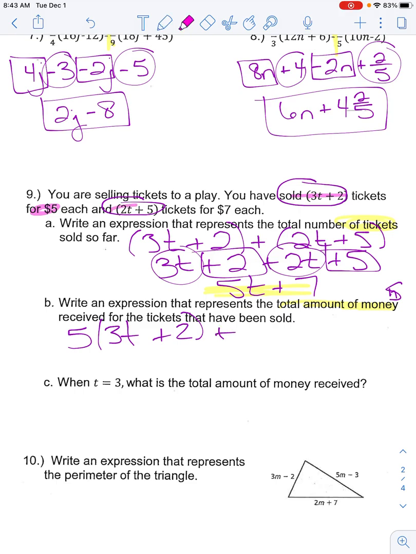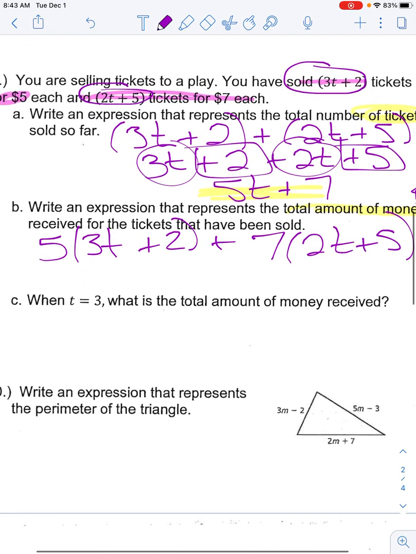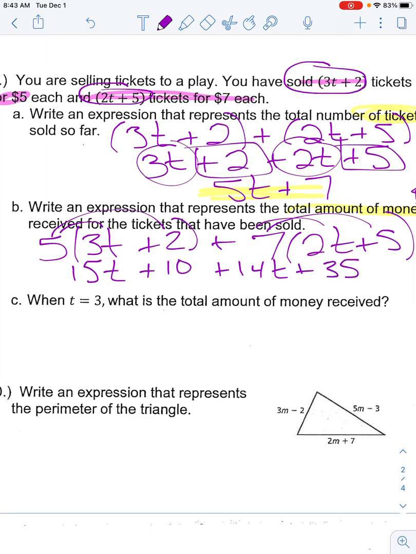And we sold 2T plus 5 tickets for $7 each. So 7 on the outside times 2T plus 5. And now we can distribute and combine like terms. 15T plus 10 and 14T plus 35. Now when we combine like terms, we have 15T plus 14T, which is 29T, and then 10 plus 35 is 45.